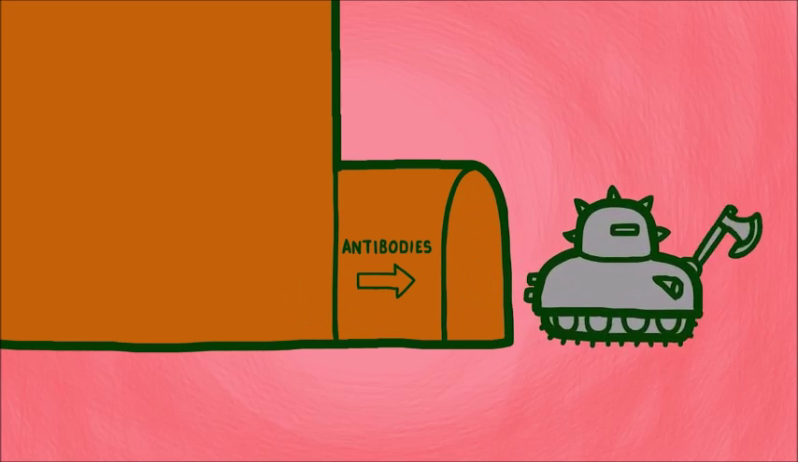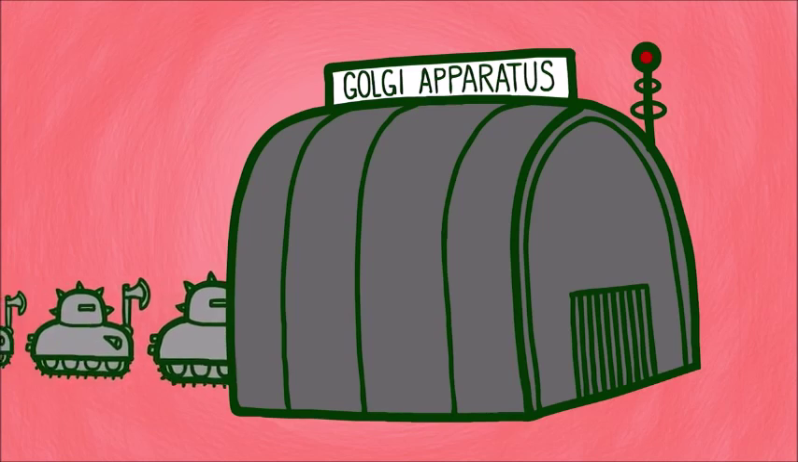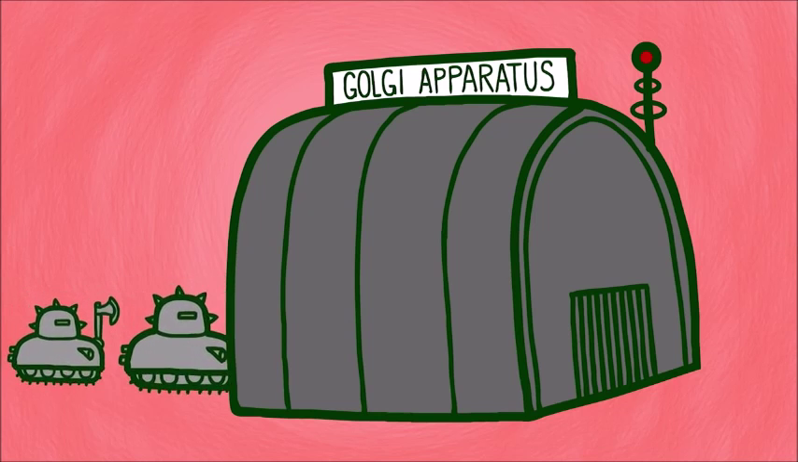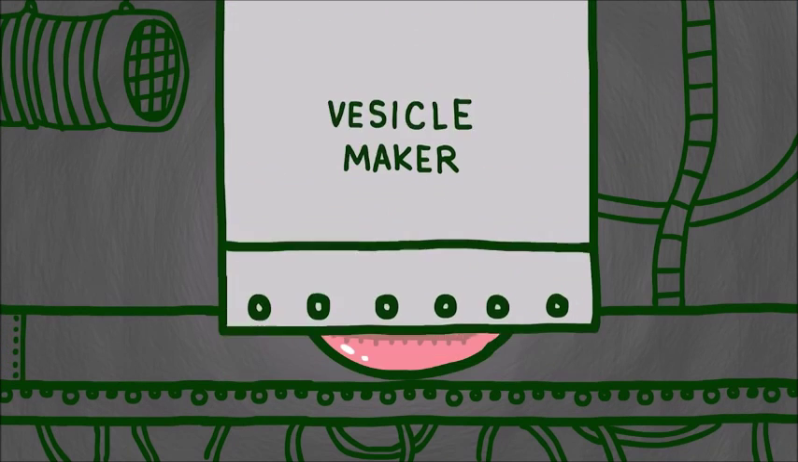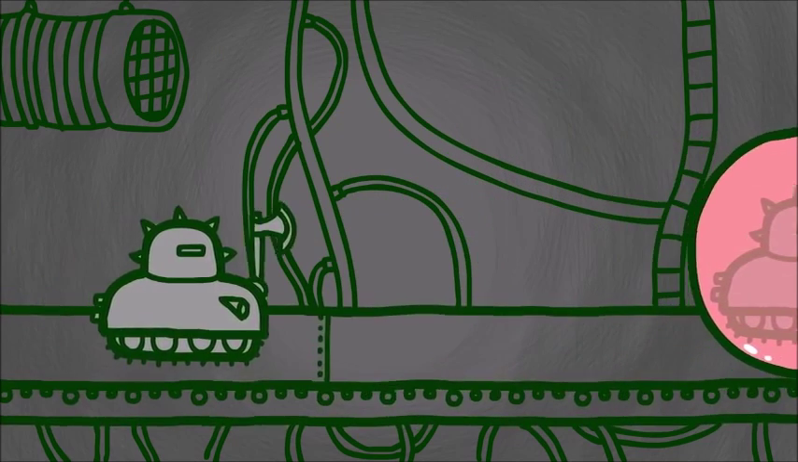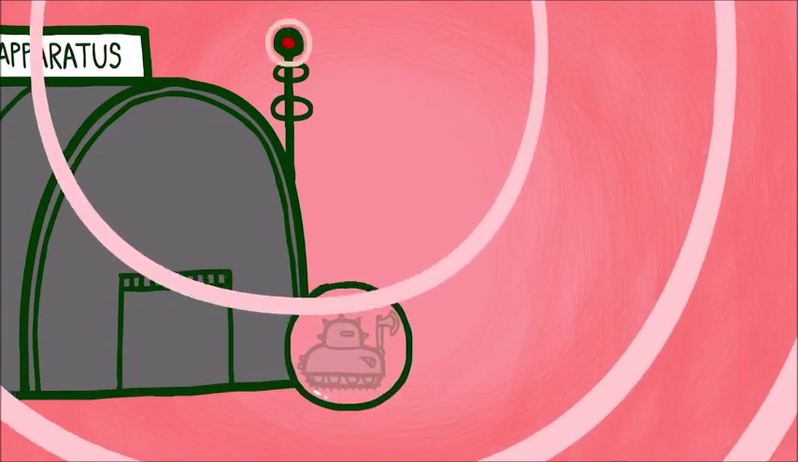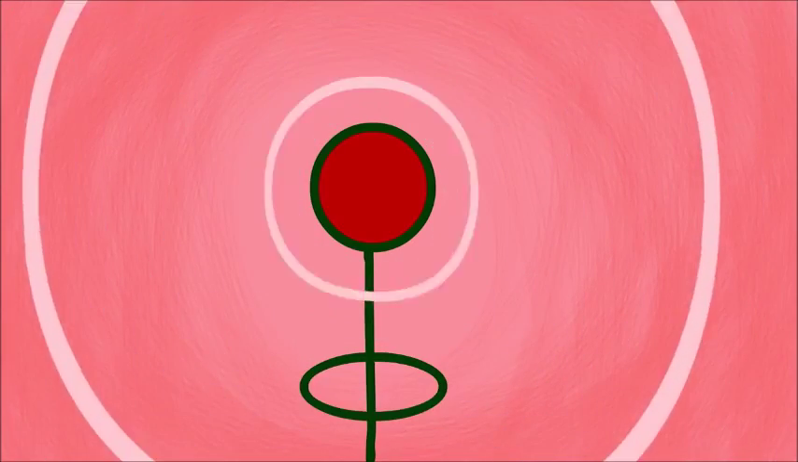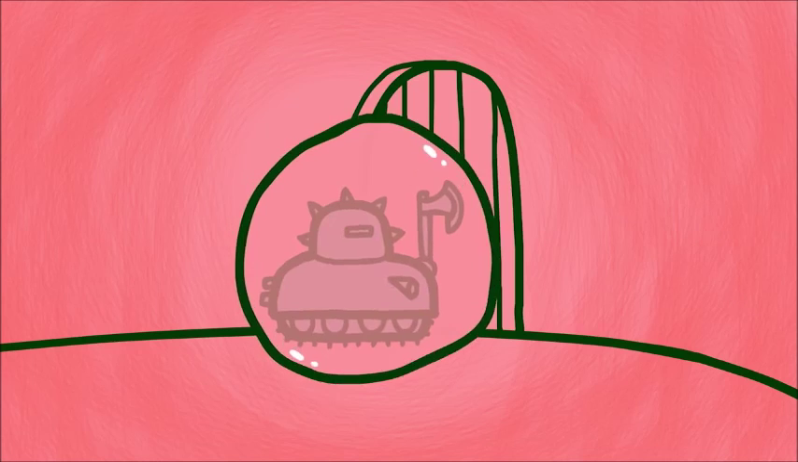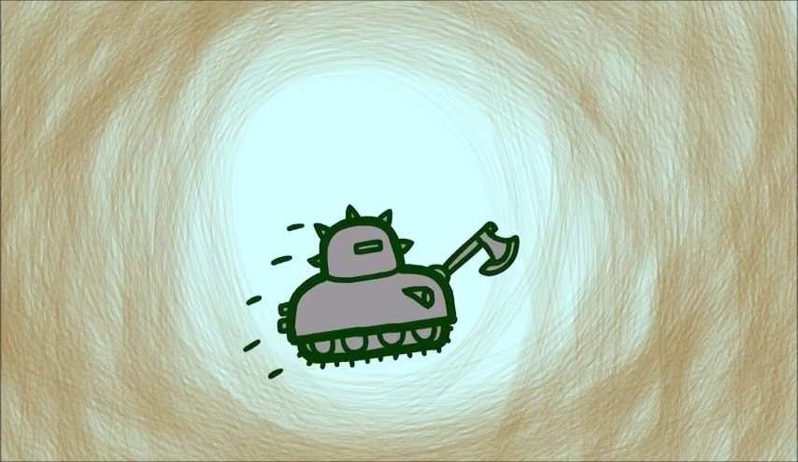To do that, the antibody needs to leave the cell. The antibody heads to the Golgi apparatus. Here, it's packed up for delivery outside the cell, enclosed in a bubble made of the same material as the cell membrane. The Golgi apparatus also gives the antibody directions, telling it how to get to the edge of the cell. When it gets there, the bubble surrounding the antibody fuses to the cell membrane. The cell ejects the antibody, and it heads out to track down the virus.